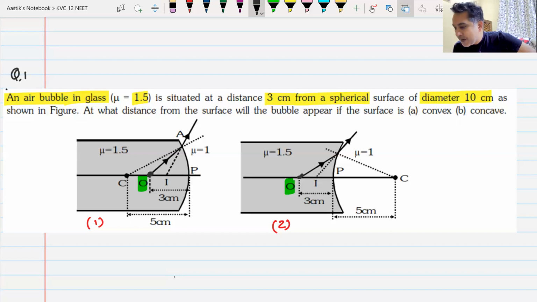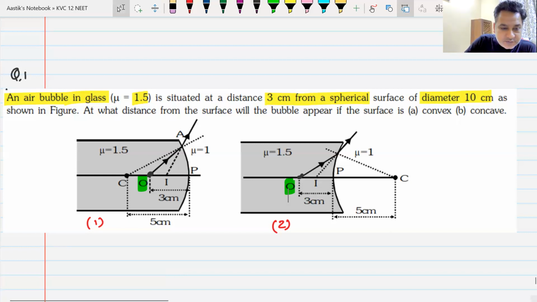Question number 1, question number 2. Please try. Remember, you just have to put the formula, get your answer, and stay happy. I'll wait for 2 minutes.